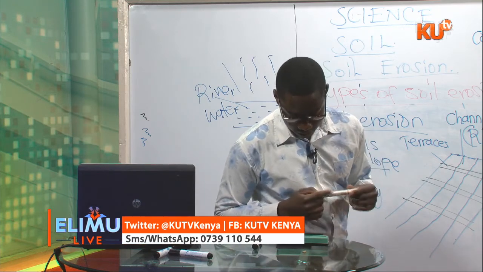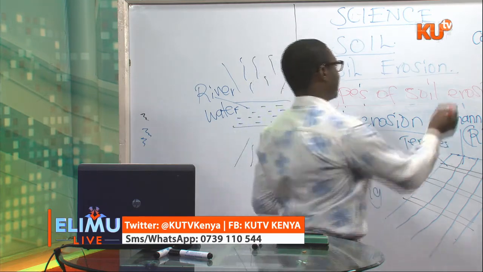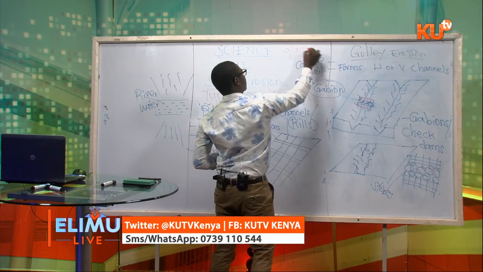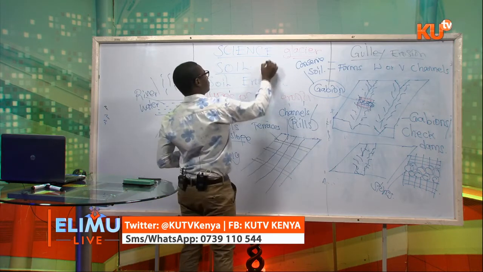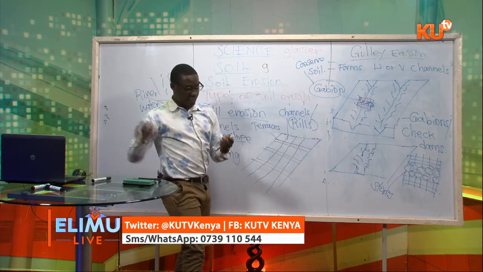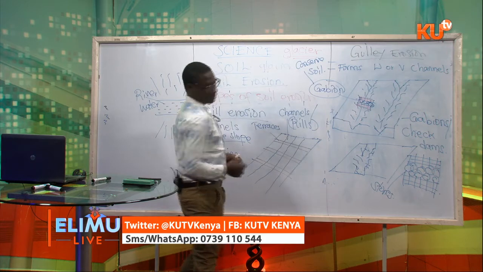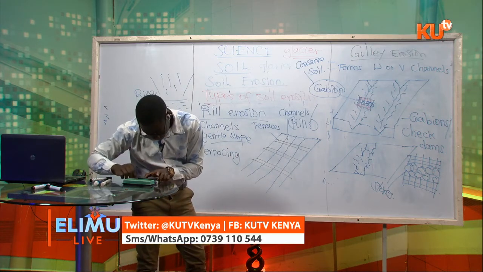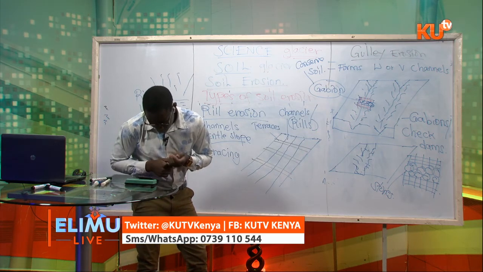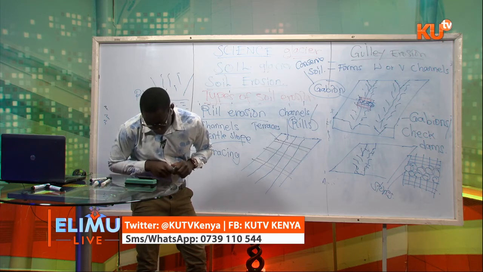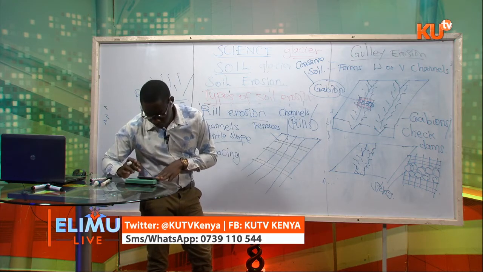Hi, is glacier an agent of soil erosion? Samuel from Kasarani. Yes, glaciers are agents of soil erosion. Let me write with a good color so that you can see. Yes, they are. Just to answer you. We move on. So we have Irene from Embu. Between terracing and contour farming, which is the best method to control rill erosion? The best method to control rill erosion is terracing and not contour farming.